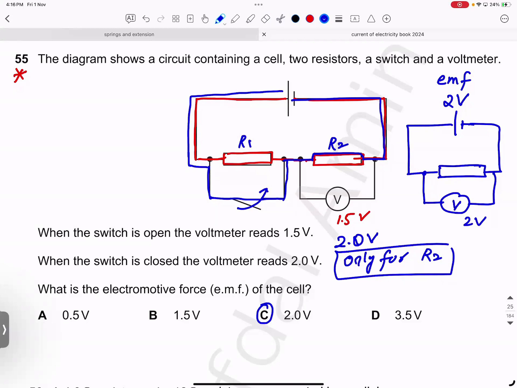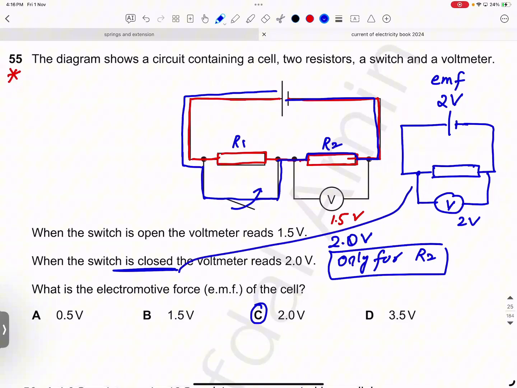the upper resistor. So when the switch is closed, the circuit will behave like this one. So if it behaves like this, the voltmeter reading is 2. This 2 is the EMF of the battery, which is option C.